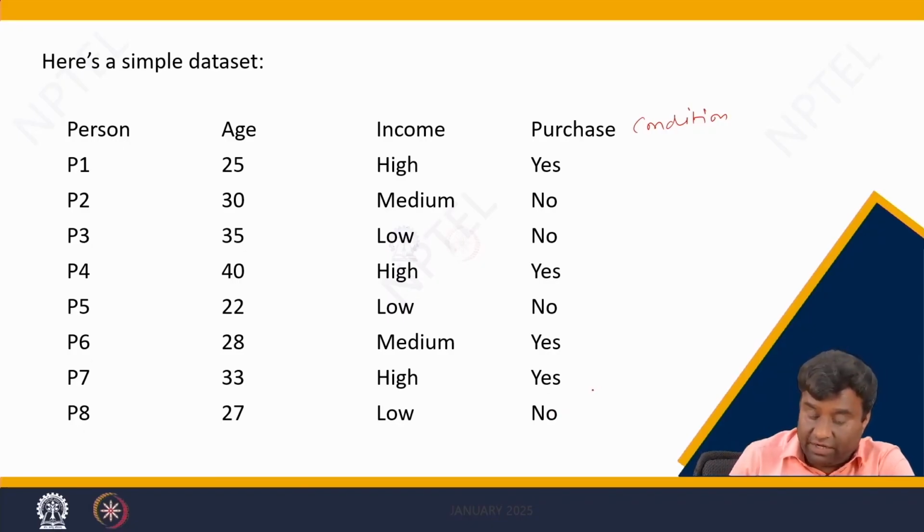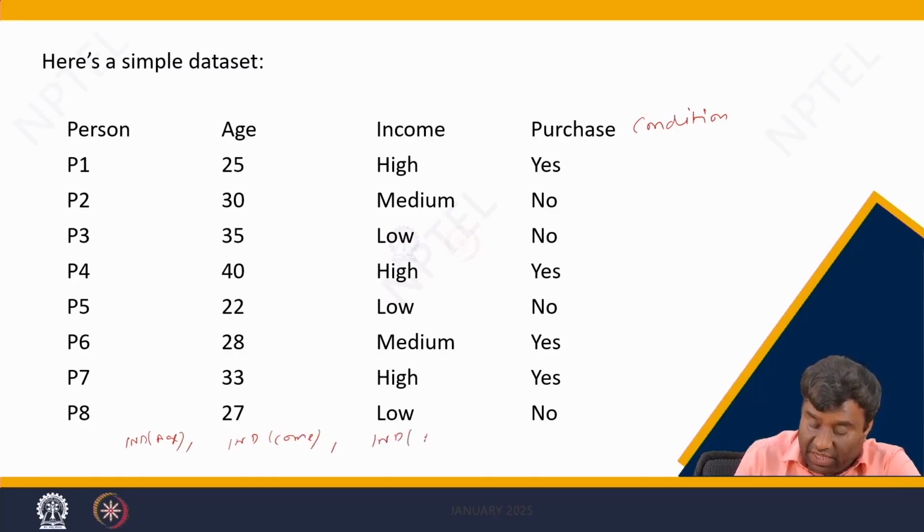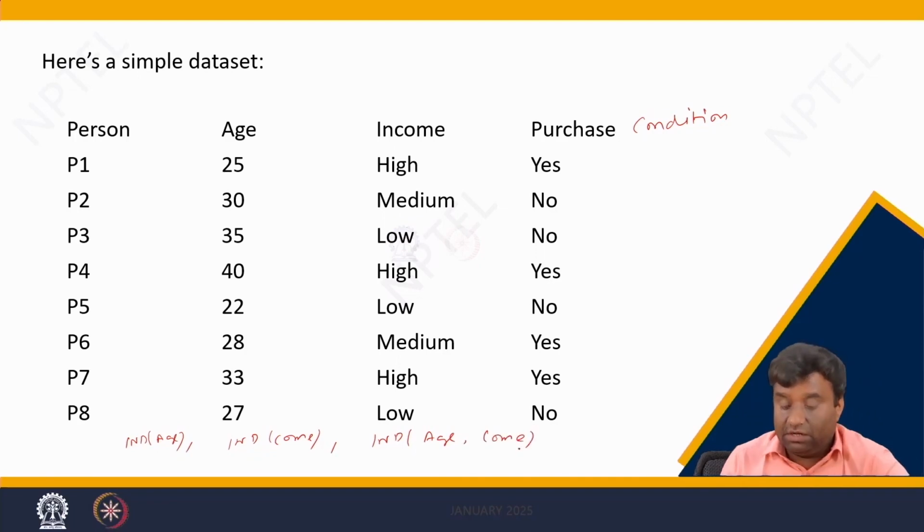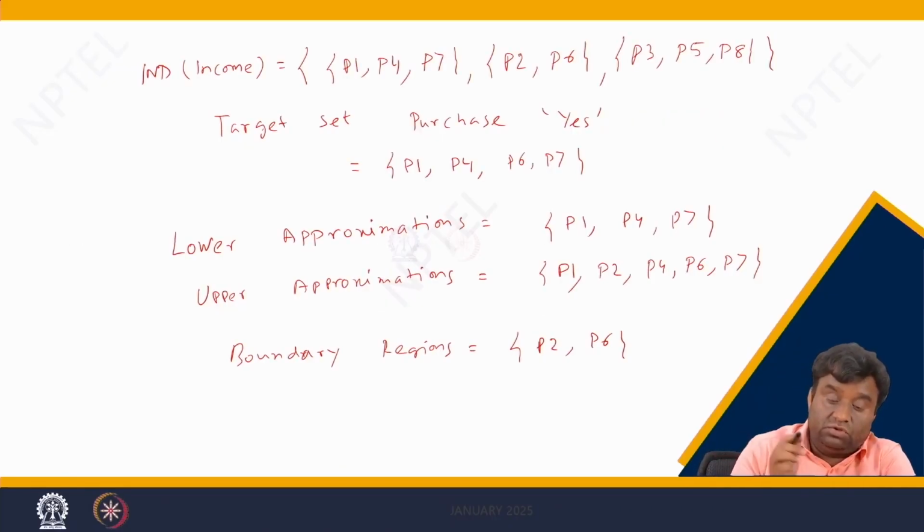So we try to find the indiscernibility relation of age, the indiscernibility relation of income, and the indiscernibility relation of age and income. We try to solve these things. Now we try to find the lower approximation and upper approximation of the set, and the target set is yes. So try to solve this question.